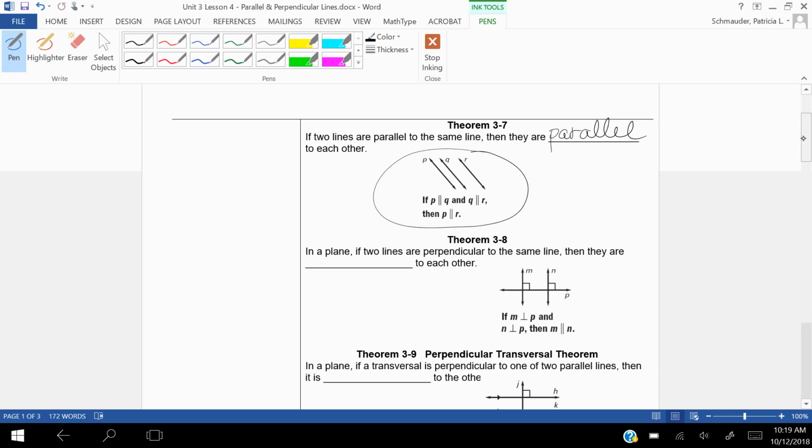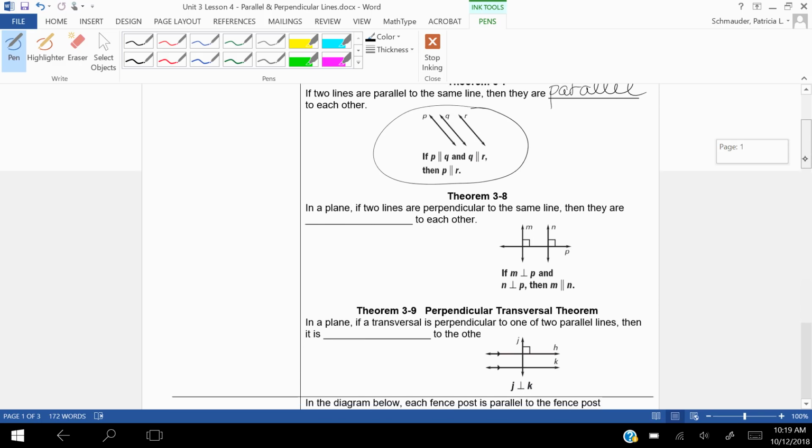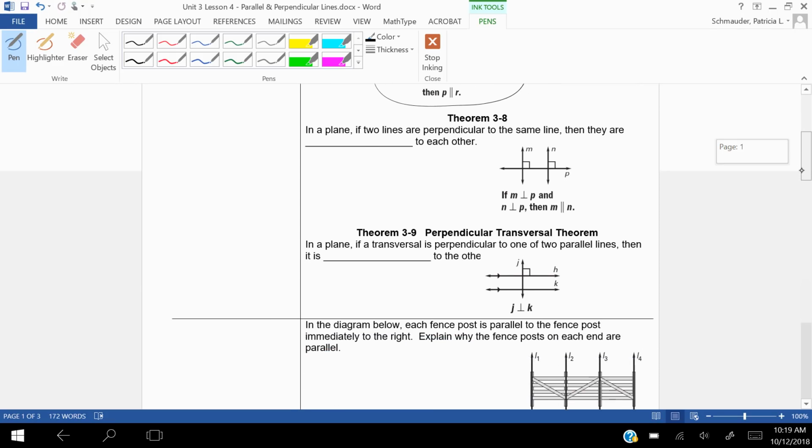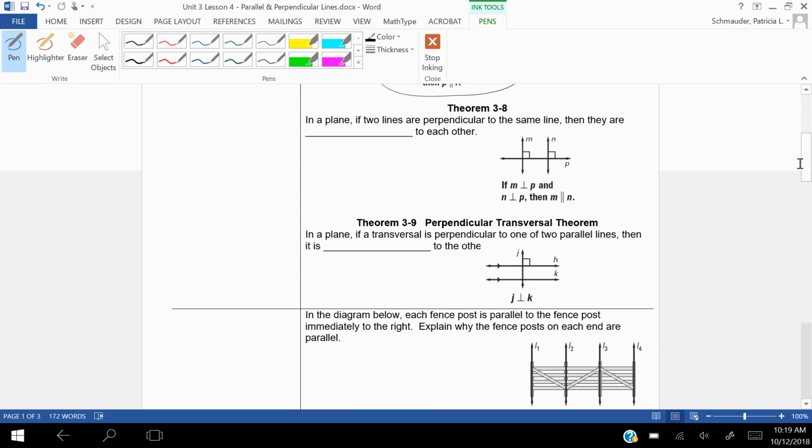And you don't want to write theorem 3-7 because as we've talked about, that numbering system only applies to the textbook that we were using at the time. The next theorem says in a plane, if two lines are perpendicular to the same line, then they are going to be parallel to each other. And if you draw yourself a picture of these, it makes perfect sense.